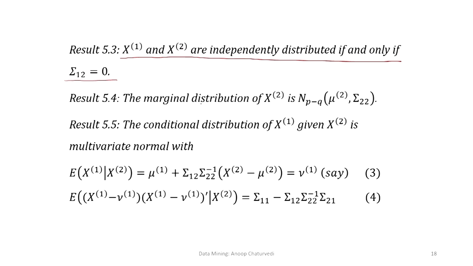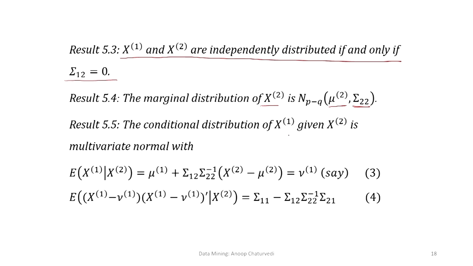Now, if we derive the marginal distribution of x2, the marginal distribution of x2 is again a multivariate normal distribution with p minus q components. It has mean vector mu2 and variance covariance matrix sigma 2 2. And then you can obtain the conditional distribution of x1 given x2 also. For obtaining the conditional distribution of x1 given x2, you simply take the joint probability density function of x1, x2 divided by the marginal probability density function of x2.